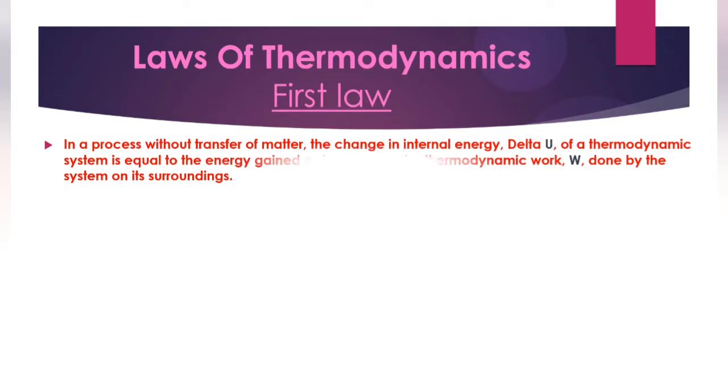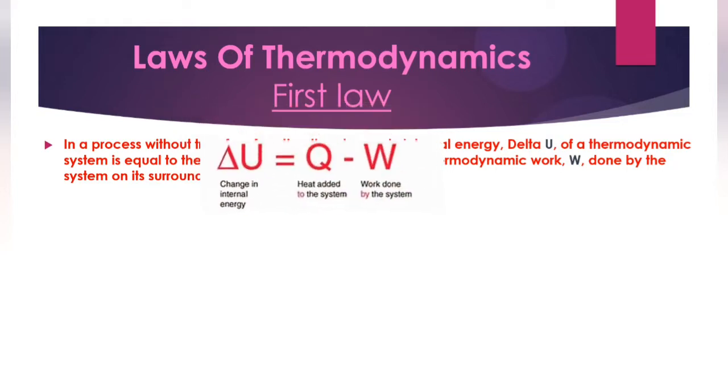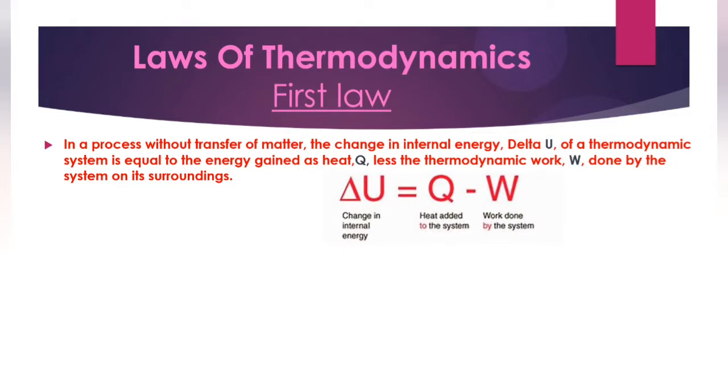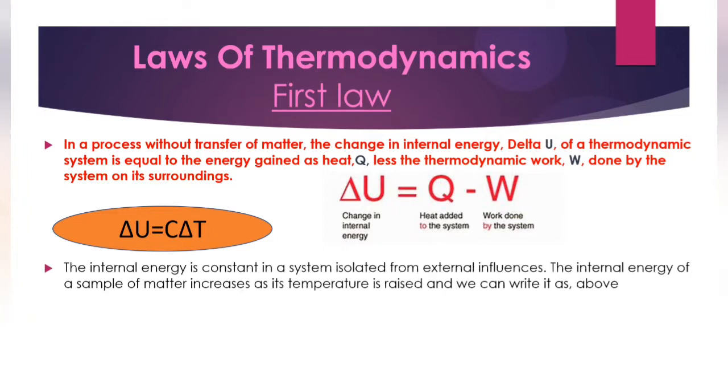In the first law of thermodynamics, in a process that transfers matter, the change in internal energy delta U of a thermodynamic system is equal to the energy gained as heat Q less the thermodynamic work W done by the system on its surroundings. The internal energy is the total energy of the system. The first law of thermodynamics states that the internal energy is constant in a system isolated from external influences.